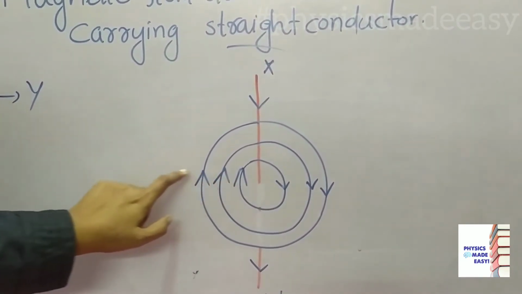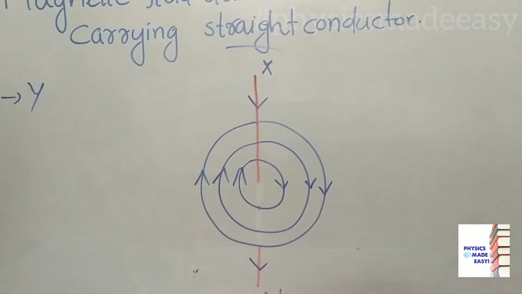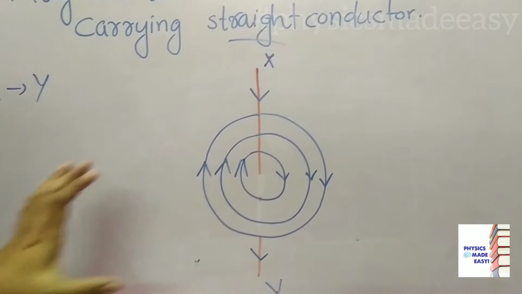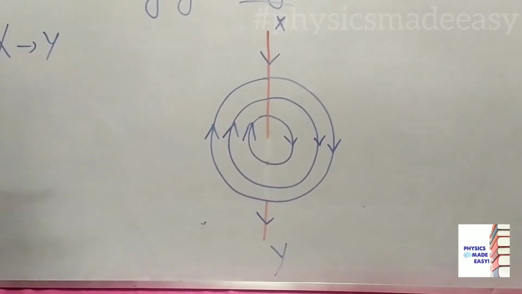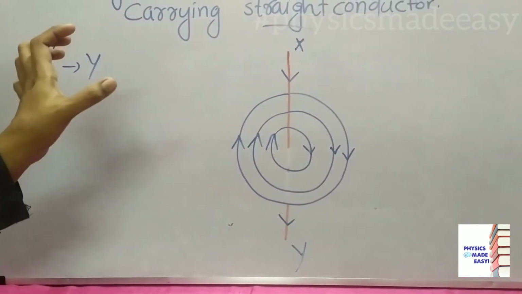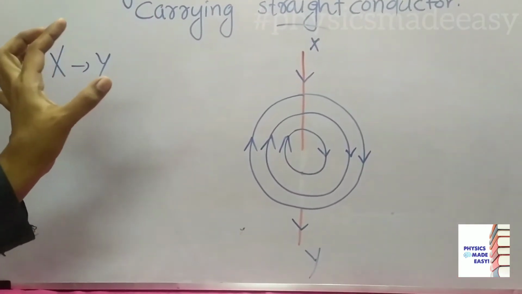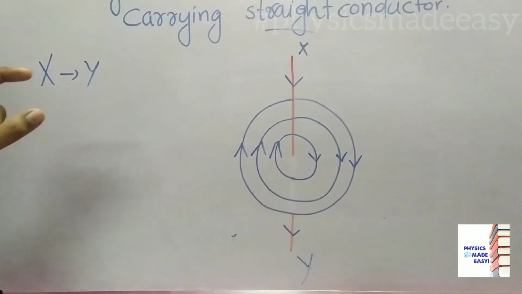What do you mean by concentric circles? Here you can see so many circles. For all these circles, the center is the same. Then we can call them concentric circles. So this is the pattern of magnetic field lines of a straight conductor carrying current. The magnetic field lines can be represented by concentric circles in the case of a straight conductor.